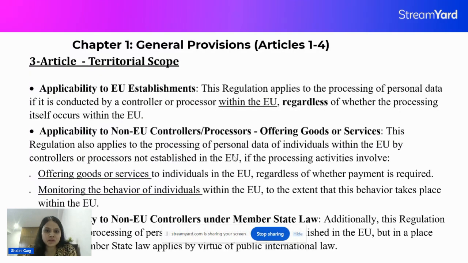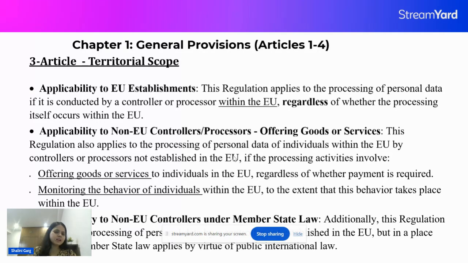Now we are moving towards the territorial scope. GDPR is definitely not an Indian law. We are Indians, and I don't know how many Indians and how many people from other countries have joined this webinar, but GDPR talks about Europe and European countries. So we'll study the territorial scope only in terms of Europe. Article number 3 talks about the territorial scope of the GDPR. This regulation applies to the processing of personal data if the controller and the processor are established in the EU, regardless of where the processing takes place. It does not matter if the processing takes place in India or any other country; if the establishment of the controller or processor is in Europe, then the GDPR would be applicable.